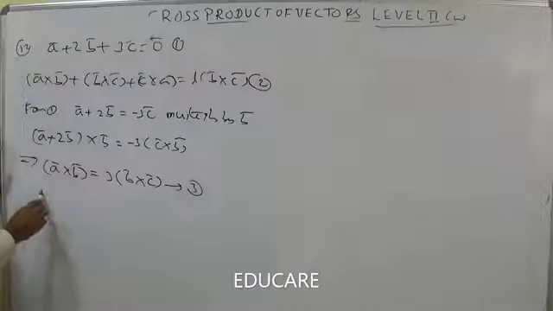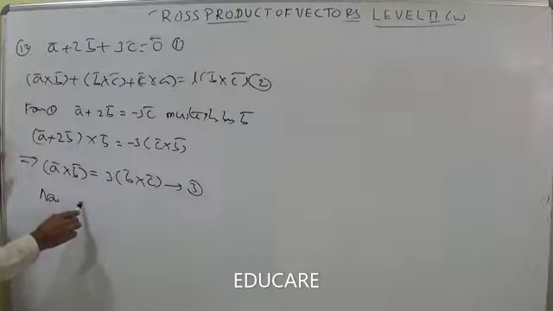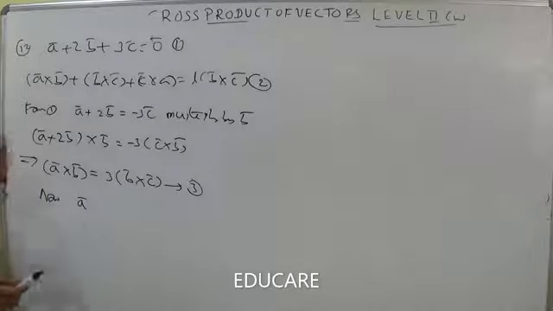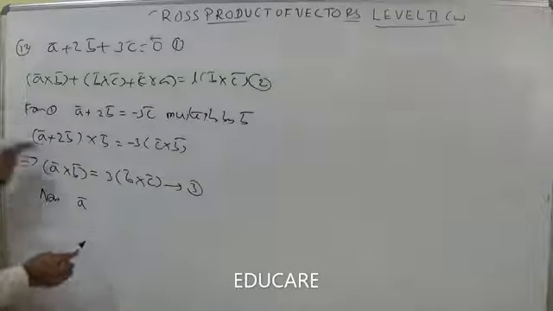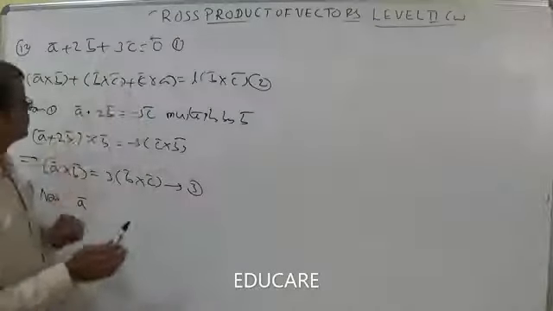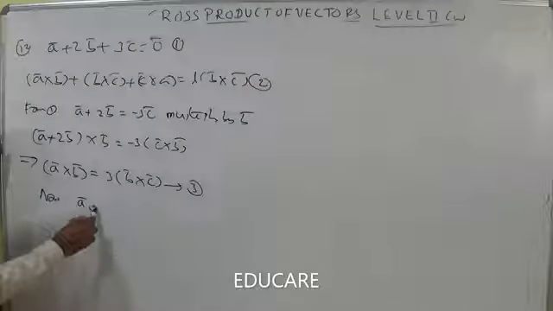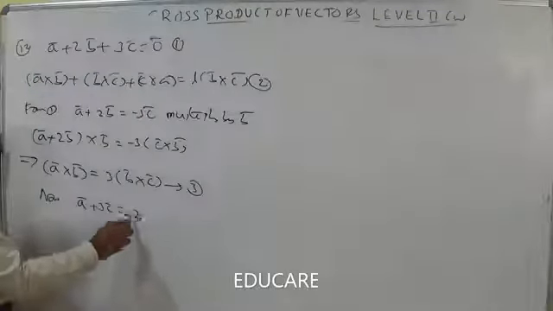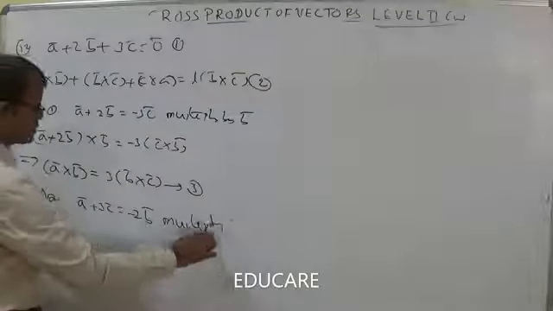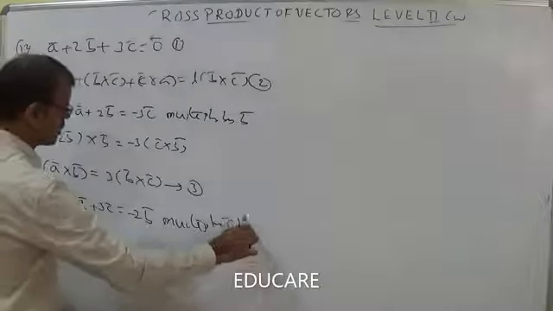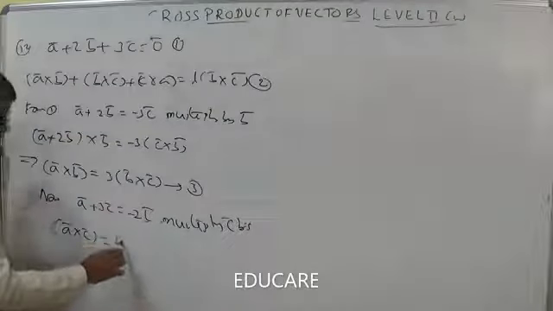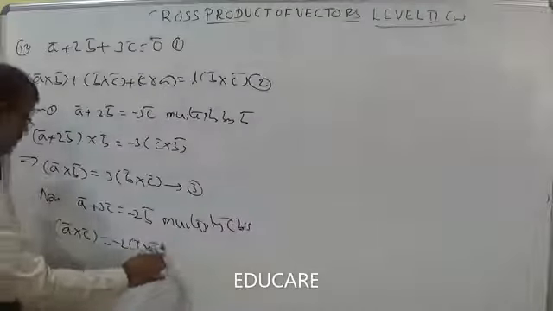Next, once again you take, now I am writing A bar plus 2B bar is equal to minus 3C bar. Every term we should get in terms of B cross C. So instead of A cross B, you can substitute 3B cross C. We need C cross A, so we should multiply by C bar both sides. So here you can write A bar cross C bar is equal to minus 2 into B bar cross C bar.